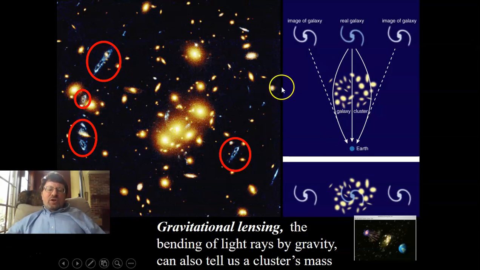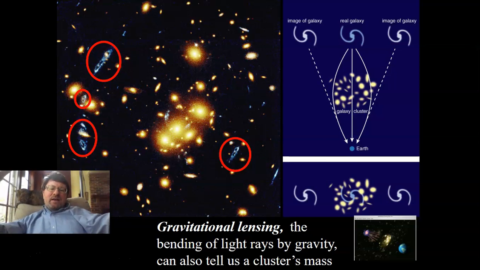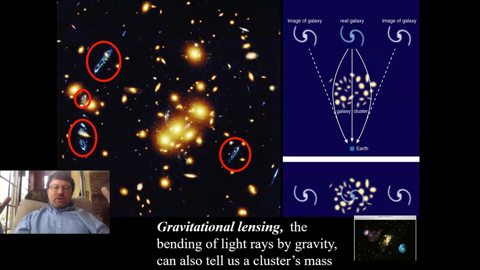So gravitational lensing also shows us how much mass there must be to bend that light. And if you do the calculation, what you find is that there's much more matter in the region than what can be explained by the light-emitting stars and gas clouds.